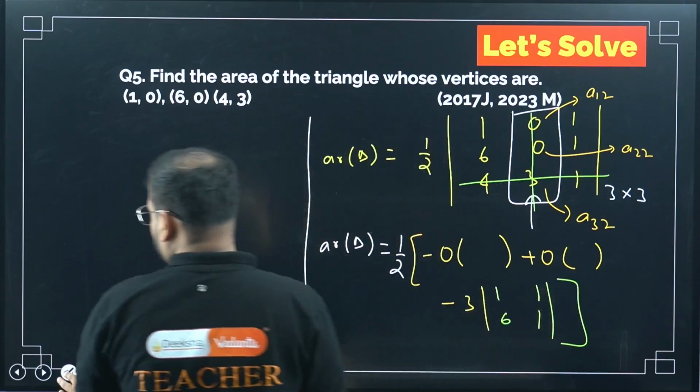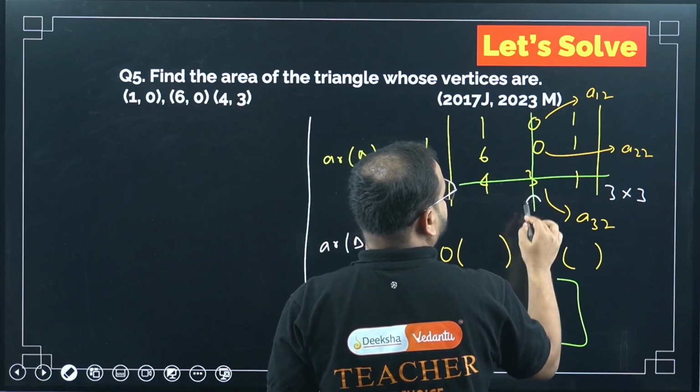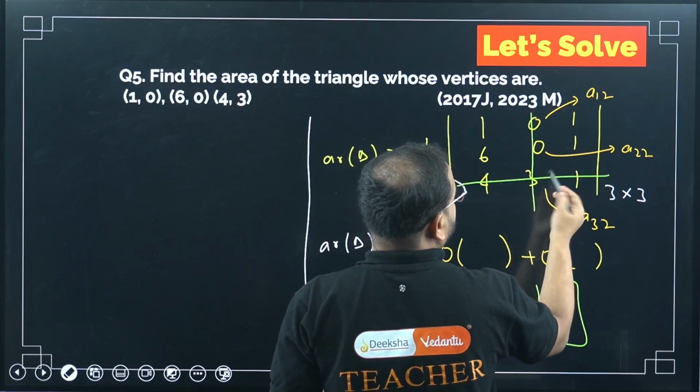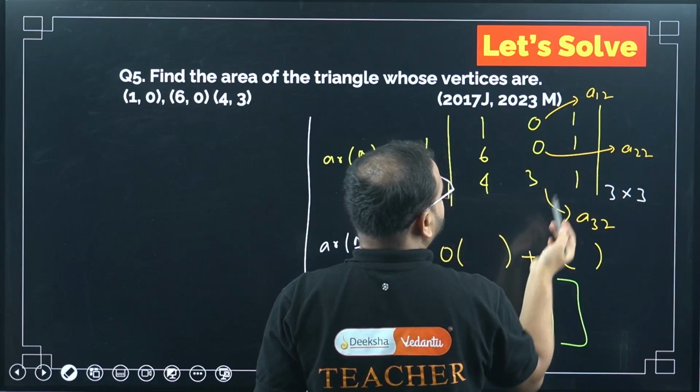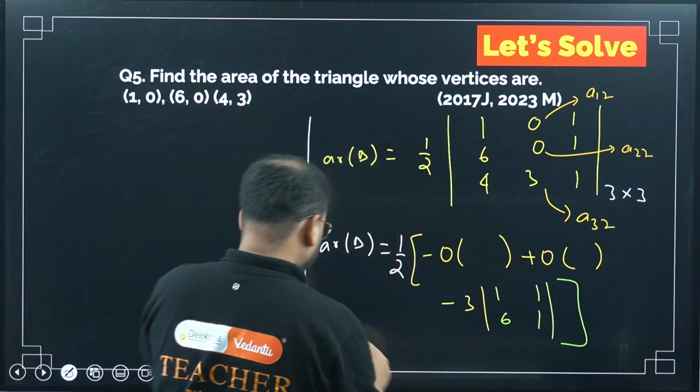Close the bracket. I'll erase some extra lines that I've drawn there. Too many lines are there. Okay? We don't need this anymore. Moving on, what do I get? Please check what I get.